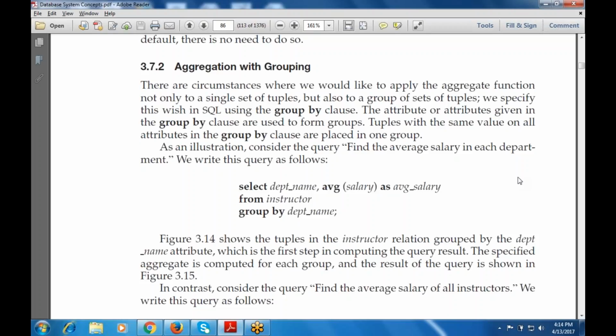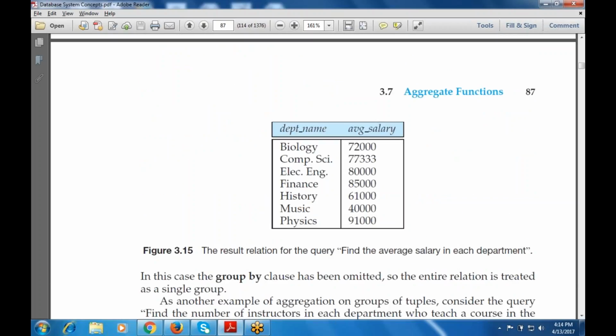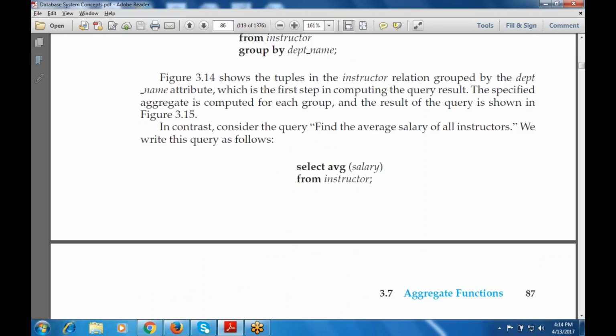The specified aggregate is computed for each group, and the result of the query is shown in figure 3.15, with the department name and the average salary. For biology, there are 3 salaries, so we add each salary and divide by 3. In the same way for computer science, electrical engineering, finance, history, music, and physics. This is the result relation for the query, find the average salary in each department.